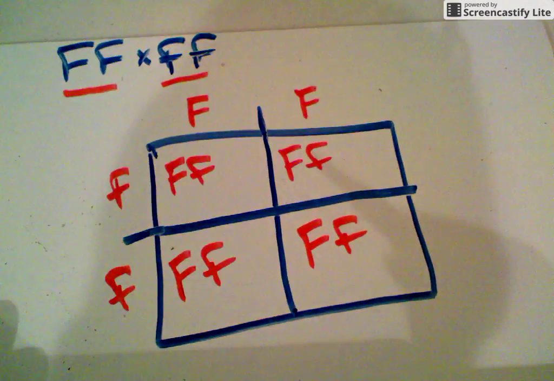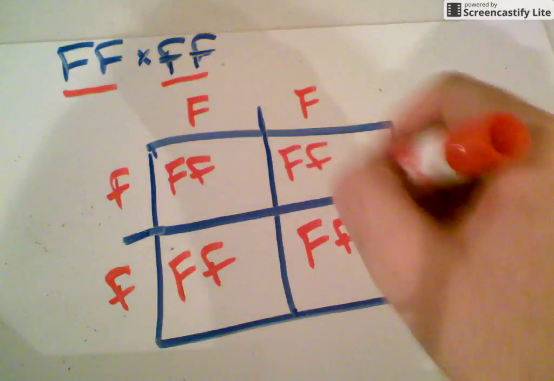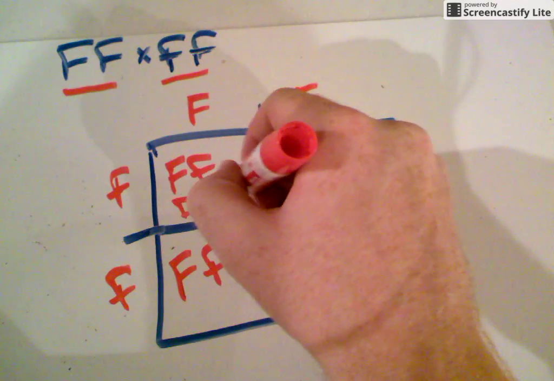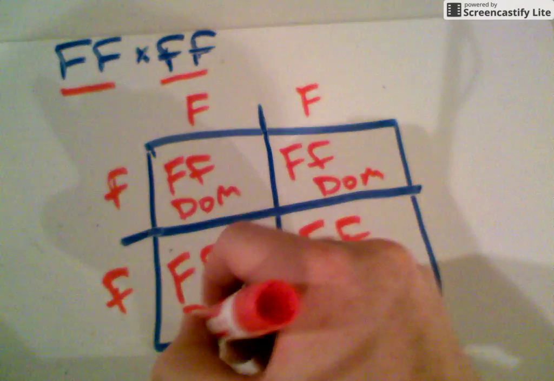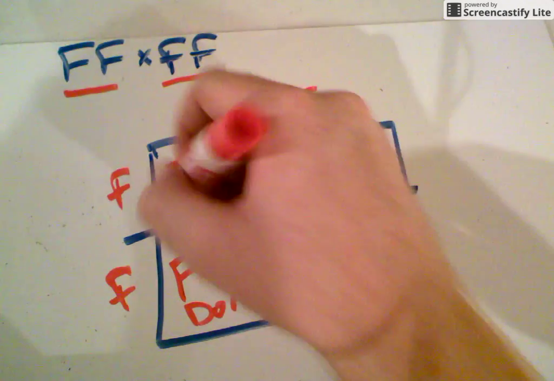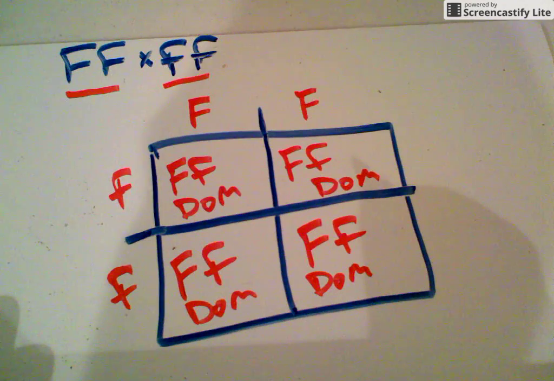Once you have the Punnett square complete, you can go back and check the phenotypes that each of these possible genotypes would produce. So this would produce a dominant phenotype, and so would this one, and this one, and this one, since they all contain one of the copies of the dominant allele.